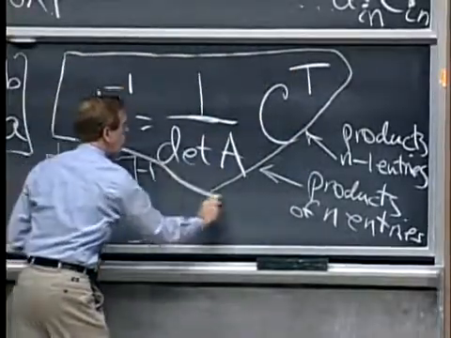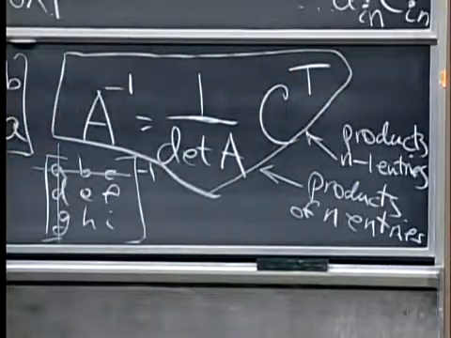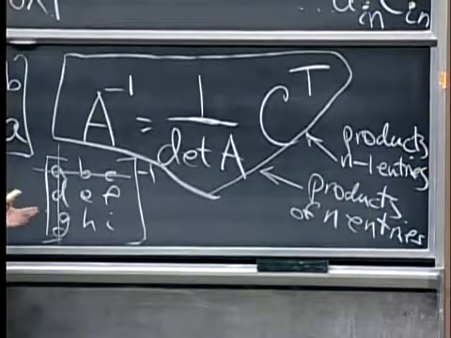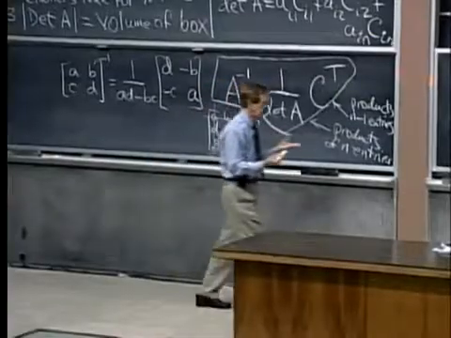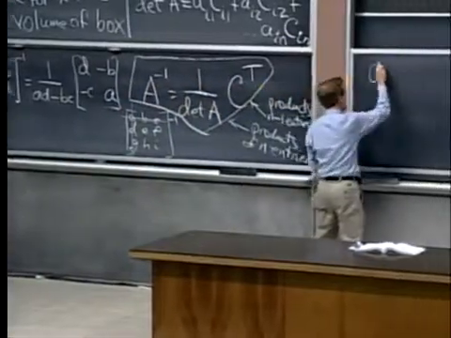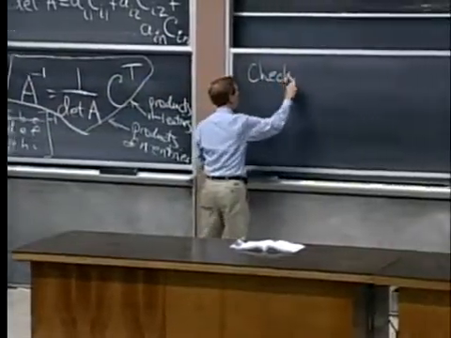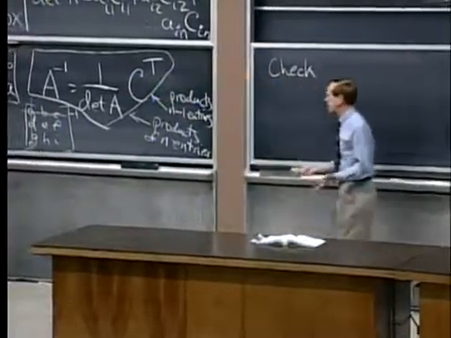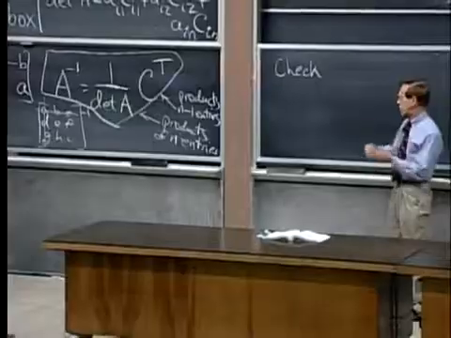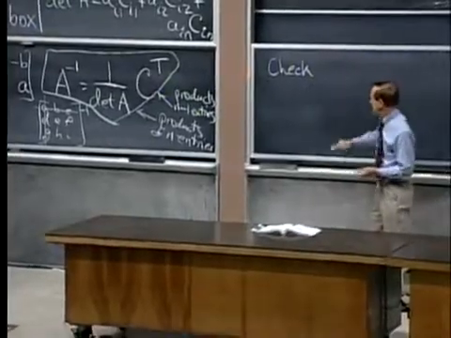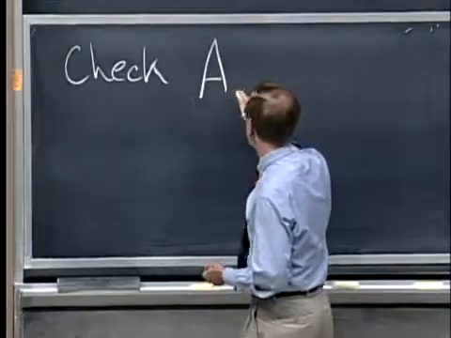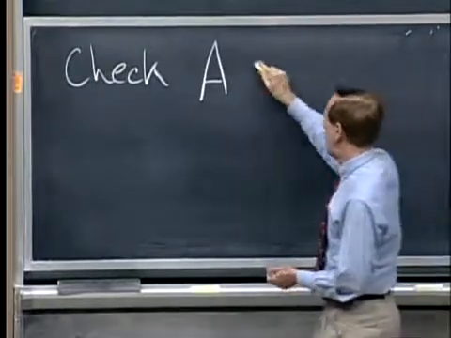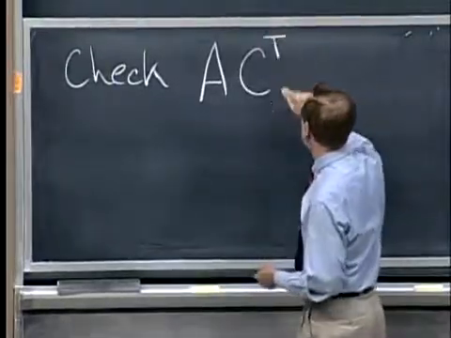That's a pretty magic formula. Where does it come from? Well, I'll just check it. Having got it up there, how can we check? What do I want to check? I want to check that A times its inverse gives the identity. So I want to check that A times this thing, now I'm going to write in the inverse, gives the identity. So I check that A times C transpose.